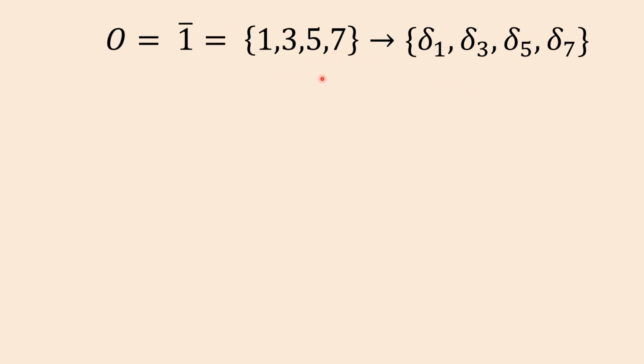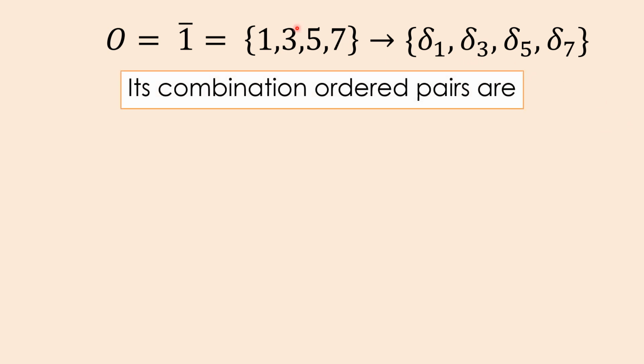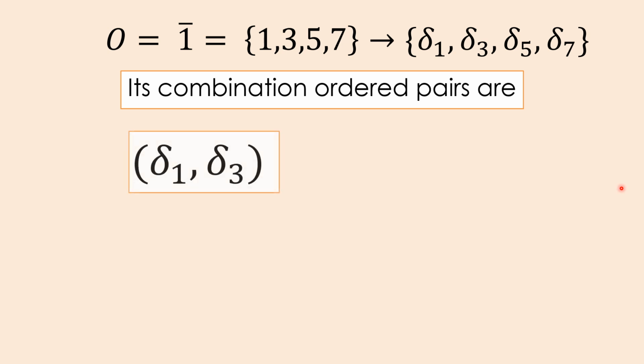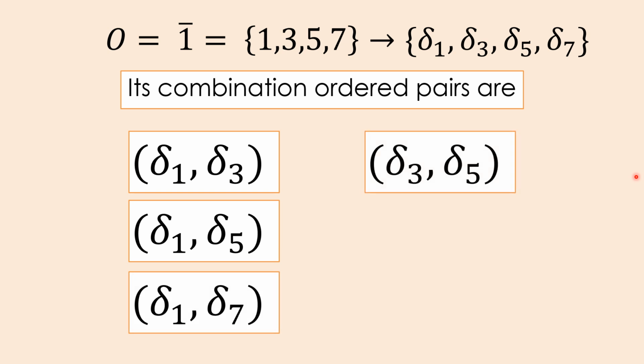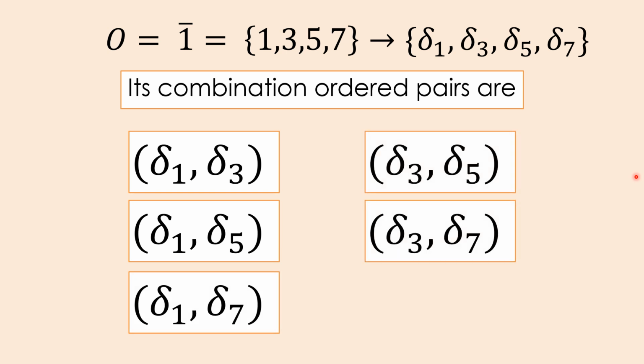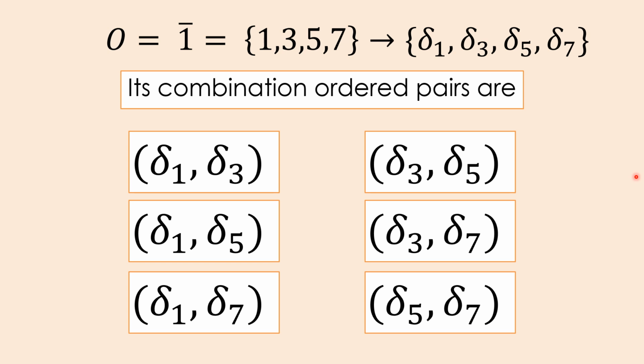This partitioned cell needs to be partitioned once again. So let's consider the infinite set O, which is the odd numbers, and its combination ordered pairs. So let's combine 1, 3, 5, 7. Its combination ordered pairs are here: delta 1, delta 3, delta 1, delta 5, delta 1, delta 7, delta 3, delta 5, delta 3, delta 7, and delta 5, delta 7. So this is how we partitioned the cell once again.